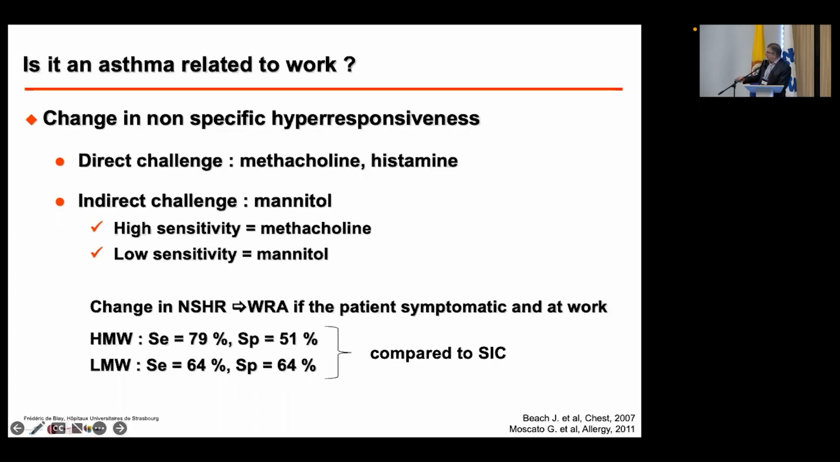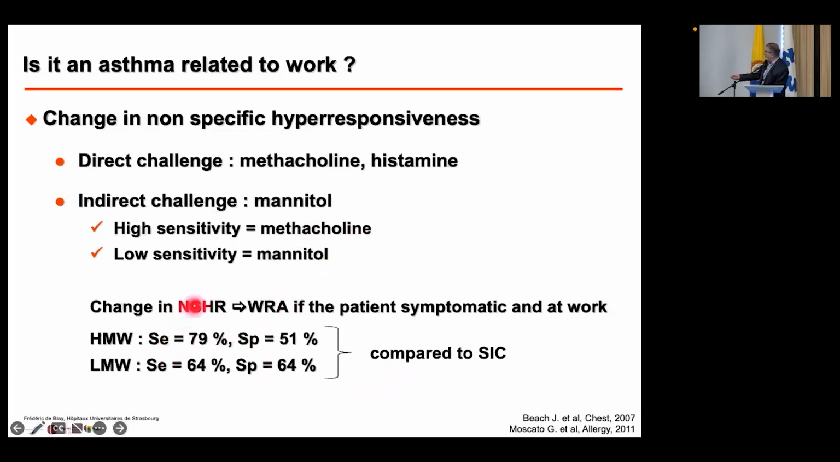This is more important: the change in non-specific hyperresponsiveness, performing a methacholine challenge test at work and 10 days after being off work. If you have a change in the non-specific hyperresponsiveness, it's a clue, it's a proof that you have asthma related to occupational exposure. You can use mannitol or methacholine. In France now, we don't have mannitol, but mannitol is very good. Do you have mannitol here in Colombia? No. Methacholine, like us, okay.